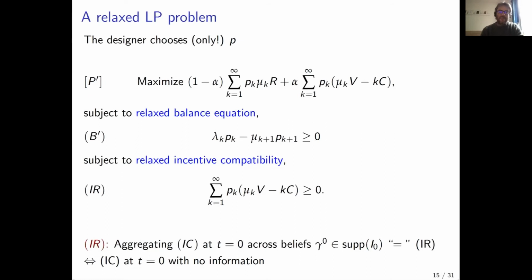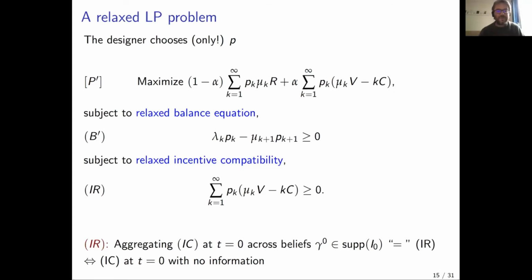And more importantly, I'm going to relax the incentive compatibility constraint. This is a very weak condition. It basically tells you that the expected total flow payoffs of individuals is positive. And you can show that this is actually equivalent to assuming that agents have incentives to join the queue whenever they are not informed, under the no information policy. So this is our relaxed problem. We start by studying this relaxed problem and then explain how it connects to the initial exact designer's problem.